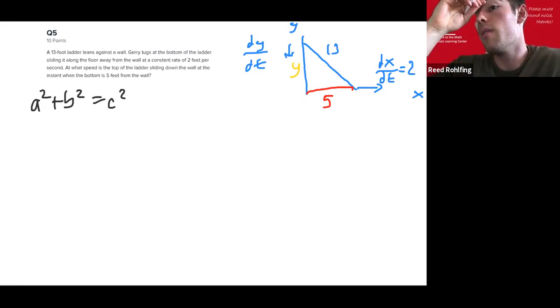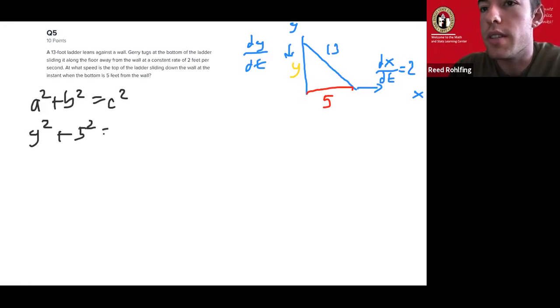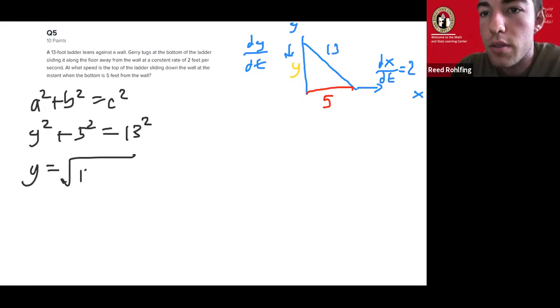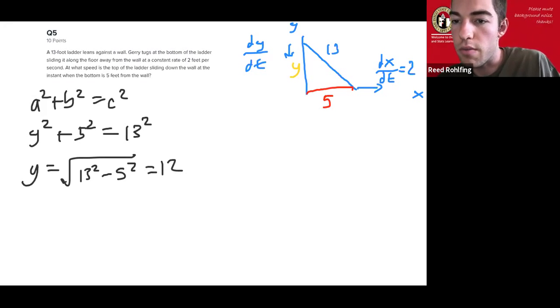Okay, so by plugging in, our a here is going to be y squared, our b is going to be 5, so it's going to be 5 squared, and then our c is going to be 13. It's 13 squared. Solving for y, we can make this 13 squared minus 5 squared, and you should get 12. Okay, so we can erase this and replace that with 12.